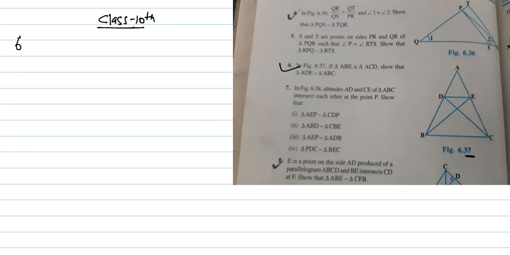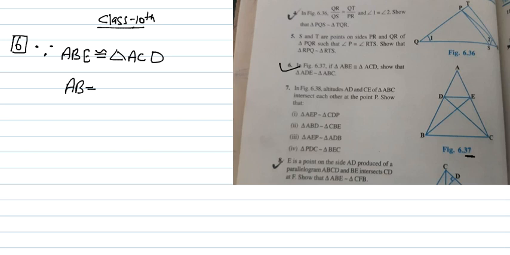I am solving question number 6 right now. Given is triangle ABE congruent to triangle ACD. What do you mean by congruence? When two triangles are congruent, then you can say their corresponding parts are equal by CPCT. So let's think about ABE and ACD. ABE and ACD are congruent, so you can say AB is equal.